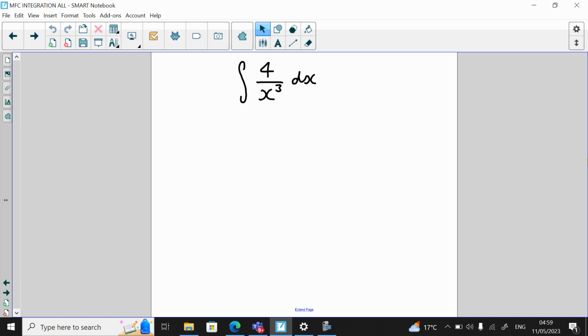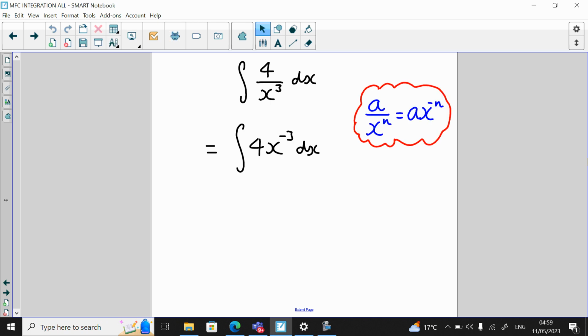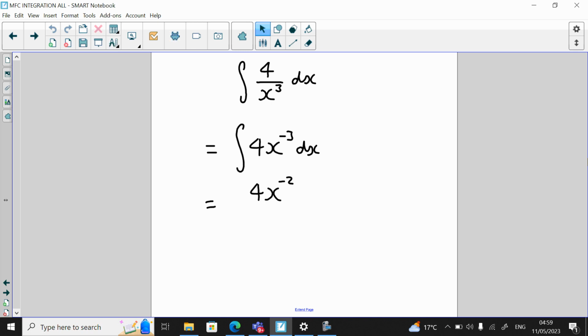Here, what we've got is a number on the top and the x down the bottom. I don't want x on the bottom with our sets of rules. We need to bring it up the top. Using our laws of indices here, the power has to change sign. So it goes from positive 3 to negative 3. Okay, that now looks like a number times x to a power. We can apply the rule, increase the power by 1 and divide by the new power. Okay, let's tidy this up here. 4 divided by negative 2, plus c. 4 divided by negative 2 is negative 2, x to the negative 2 plus c.